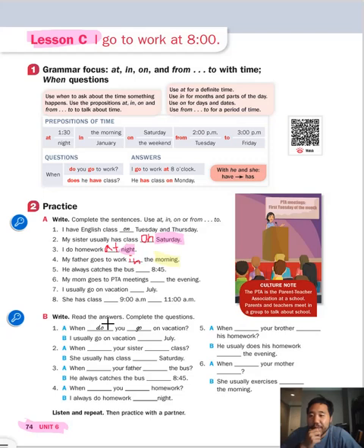Number 5, he always catches the bus blank 8:45. So the preposition of time here, because it's a specific time, is at.